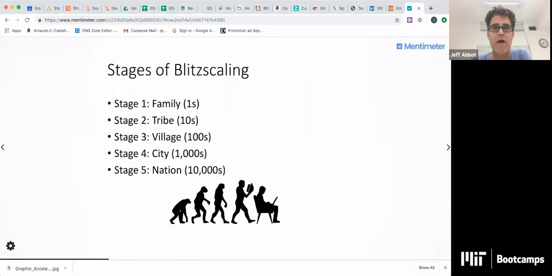The next question was a review. So we talked as well about the various stages of blitzscaling that were expressed in orders of magnitude of the number of employees, the family stage being the traditional early stage startup with 1 to 10 employees, the tribe roughly 10 to 100, and the village roughly 100 to 1,000. We didn't have any participants in the venture scaling webinar last week who were above the village stage.